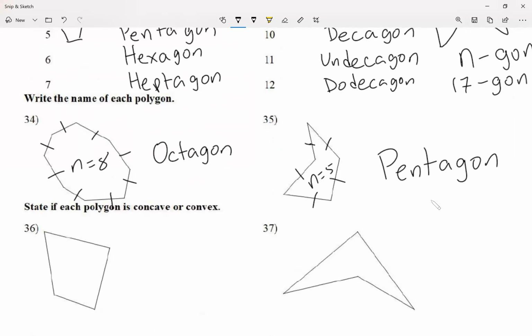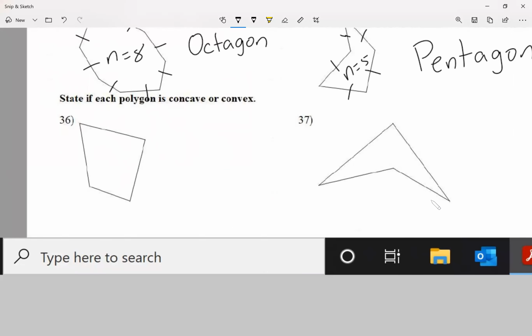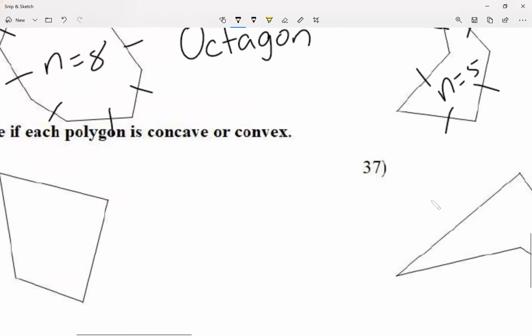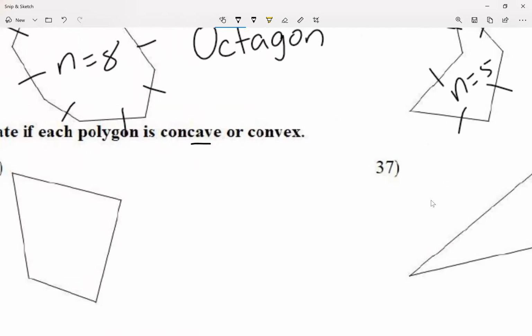Now, number 36, we're going to talk about convex and concave. Now, concave, if you notice, it ends with the word cave. Concave. Now, a concave figure is a polygon that has a dent, right? It has a cave. When we think about the word cave, it's like a hole in the mountain. So we're looking for a polygon that has a dent. Convex means it doesn't.